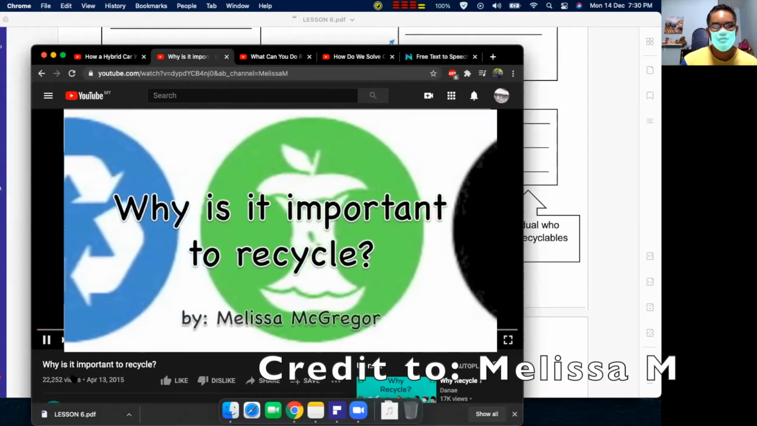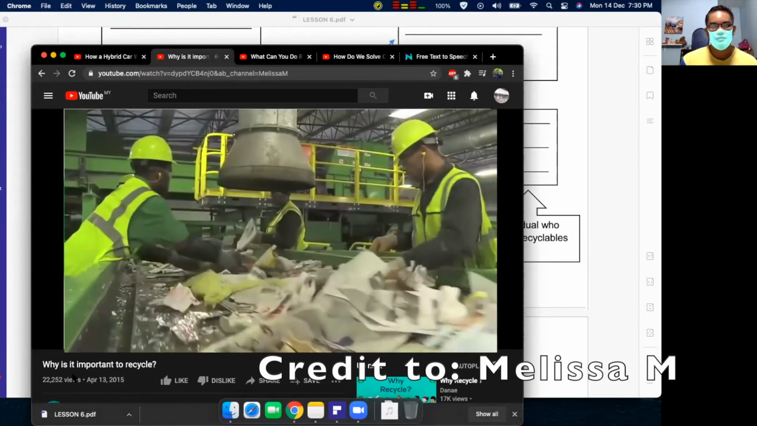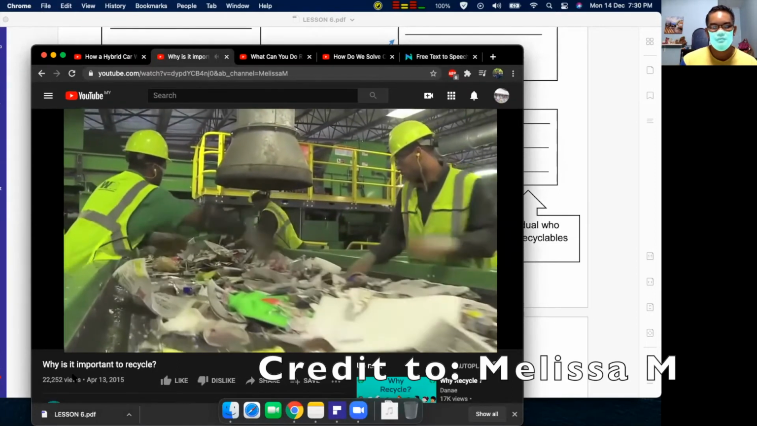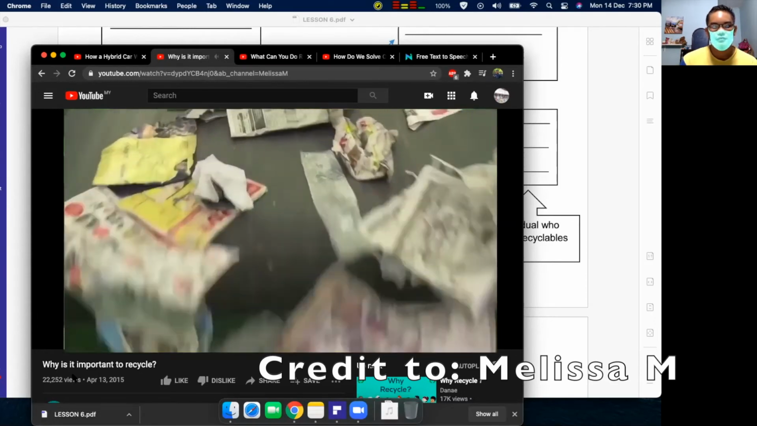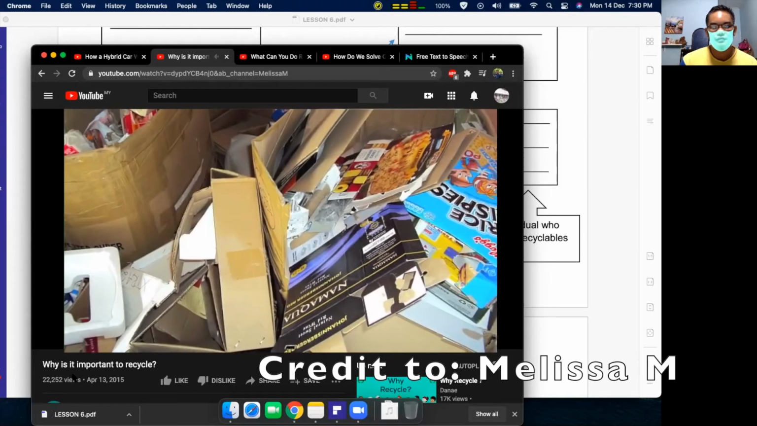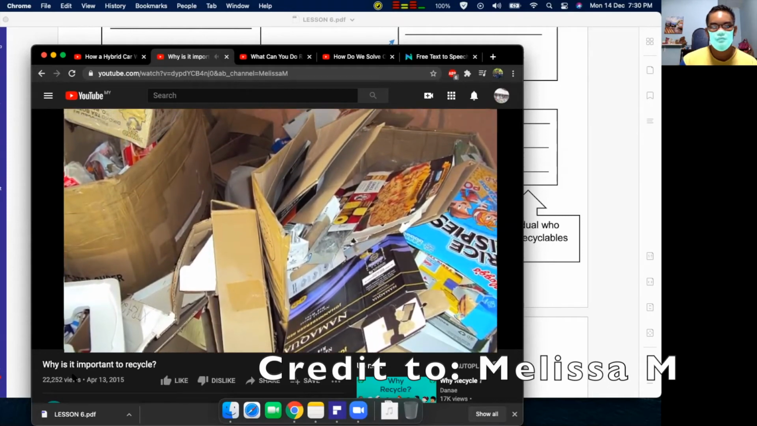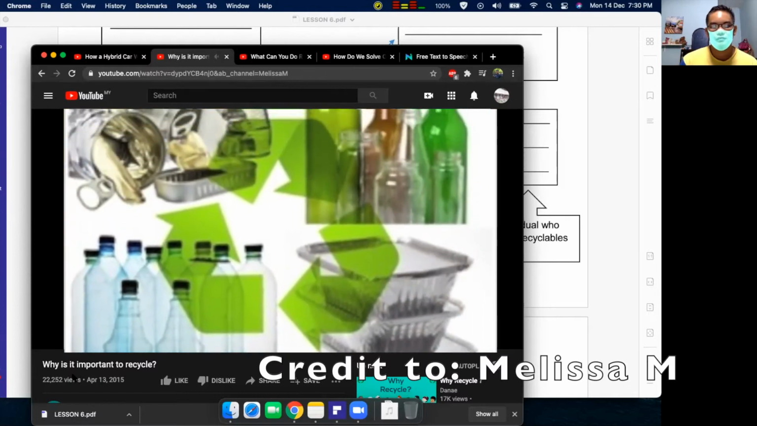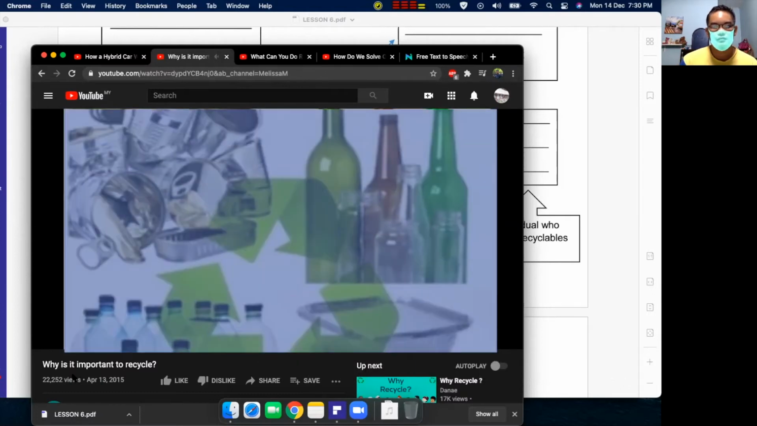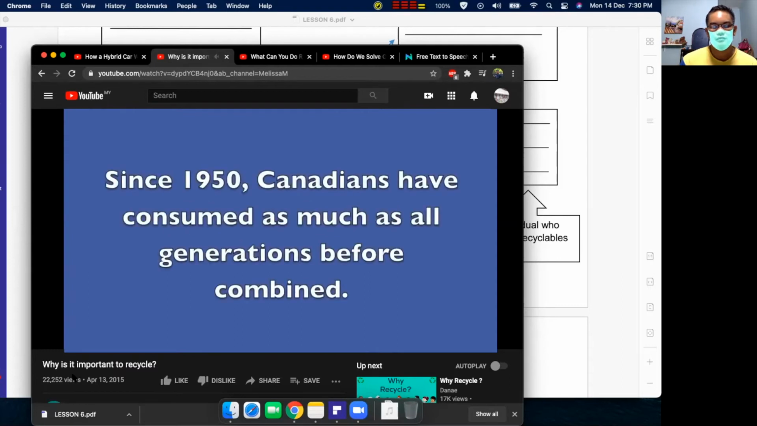Why is it important to recycle? Recycling is the process of collecting, sorting, and remanufacturing or converting used products into new materials. There are many things that can be recycled, such as paper, cardboard, newspapers, magazines, plastic bottles, glass bottles, aluminum, and other types of metals. Did you know, since 1950, Canadians have consumed as much as all generations before combined?